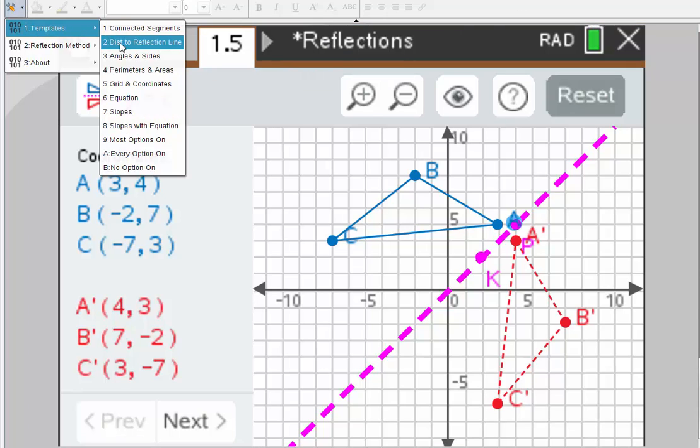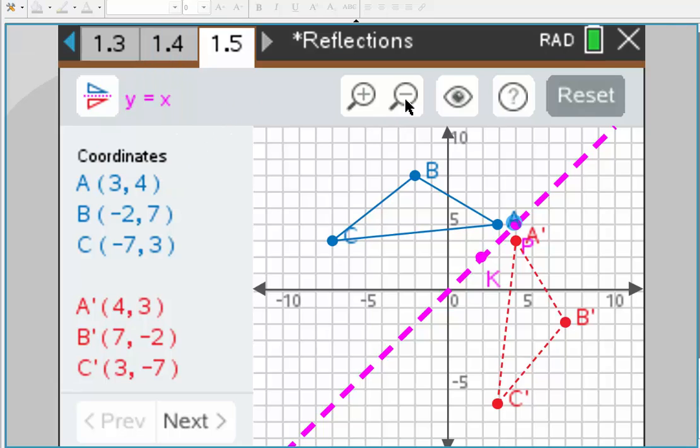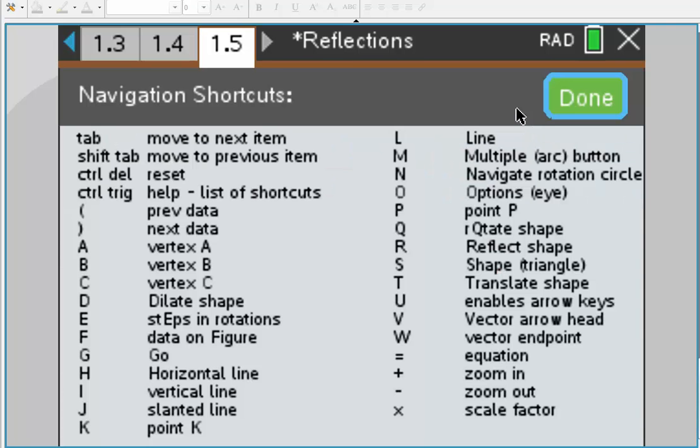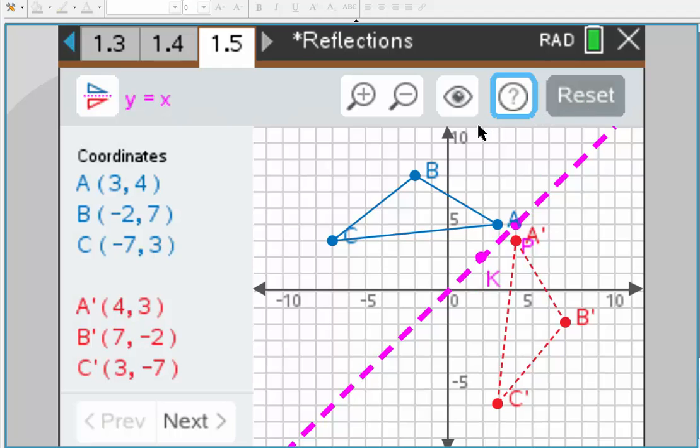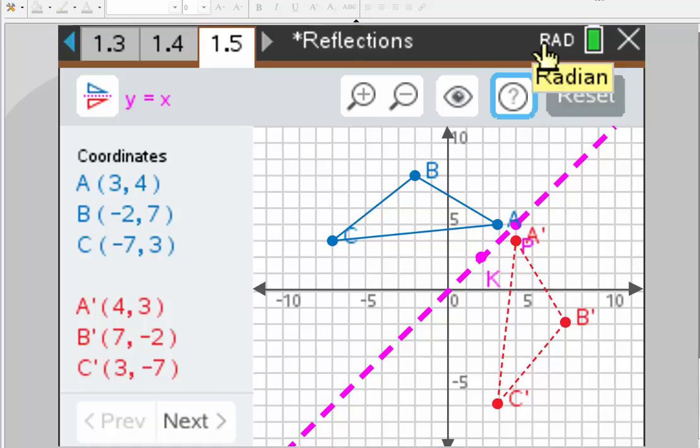Other things that we're not going to have time to look at is we can talk about how corresponding angles and sides are congruent, perimeters and areas are the same. We already investigated something about the slope, or about the coordinates. The slopes of corresponding sides, there's a very interesting relationship there. You have the chance to turn on all the options and so on. You can zoom in, you can zoom out. If you have a question about shortcuts, what do all the shortcuts mean? It's all here for you.